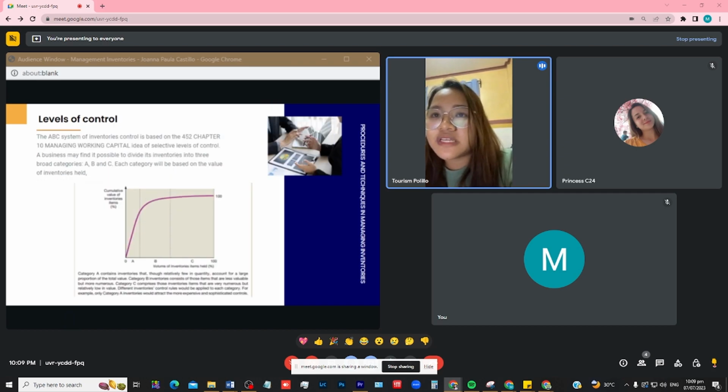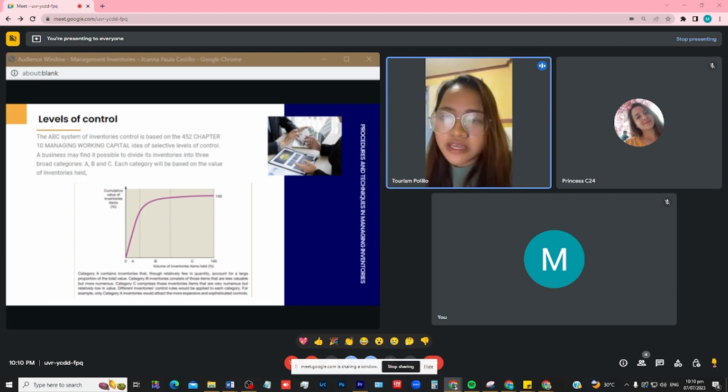And the last one is the levels of control. The ABC system of inventories control is based on the idea of selective levels of control. A business may find it possible to divide its inventories into three broad categories: A, B, and C. Each category will be based on the value of inventories held.